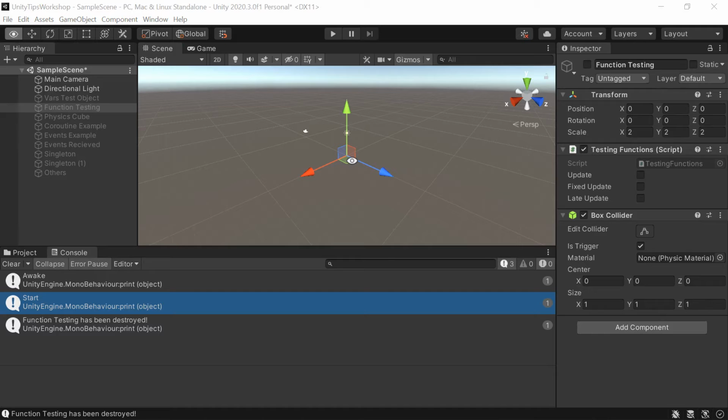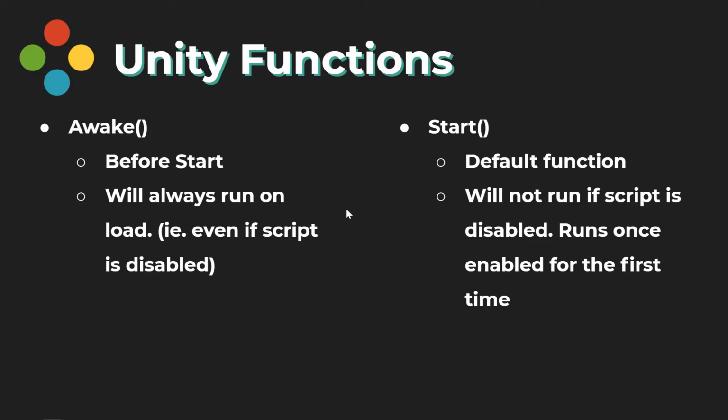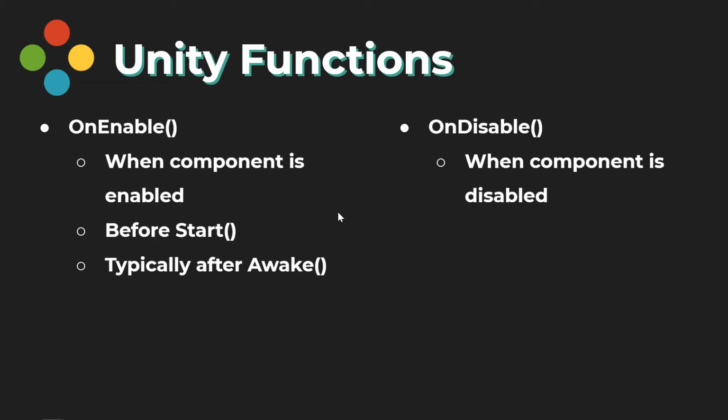Let's go on. So similarly, there are functions called OnEnable and OnDisable. You can probably guess what they do. These ones will, similar to Start, whenever the object's turned on, OnEnable will occur. When it's turned off, OnDisable will occur. Difference is, these can occur as many times as you want.